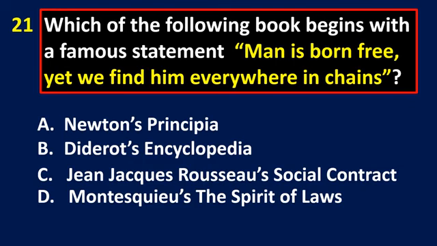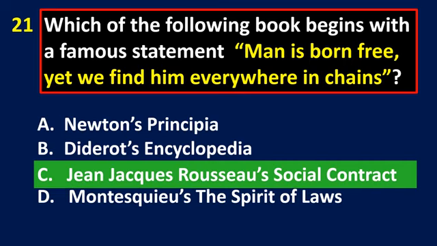21. Which of the following books begins with the famous statement, "Man is born free, yet we find him everywhere in chains"? A. Newton's Principia, B. Diderot's Encyclopedia, C. Jean-Jacques Rousseau's Social Contract, D. Montesquieu's The Spirit of Laws. The answer is C. Jean-Jacques Rousseau's Social Contract.